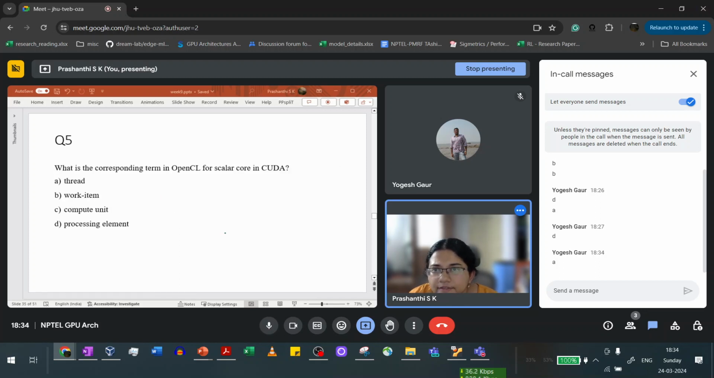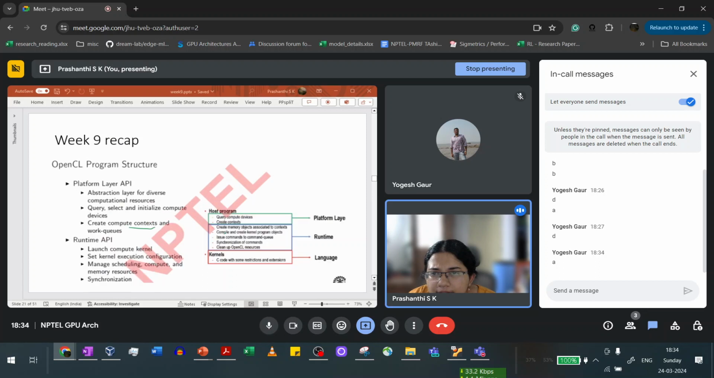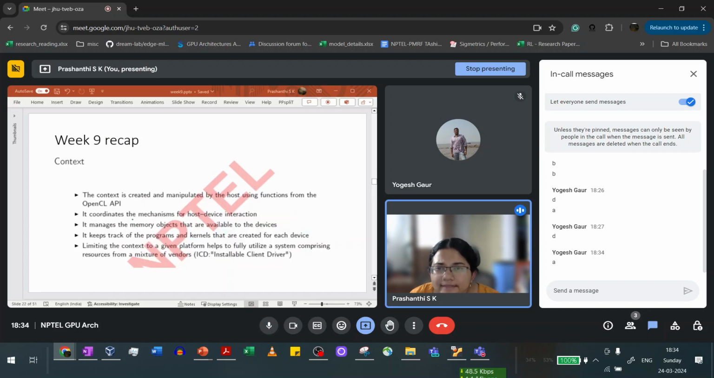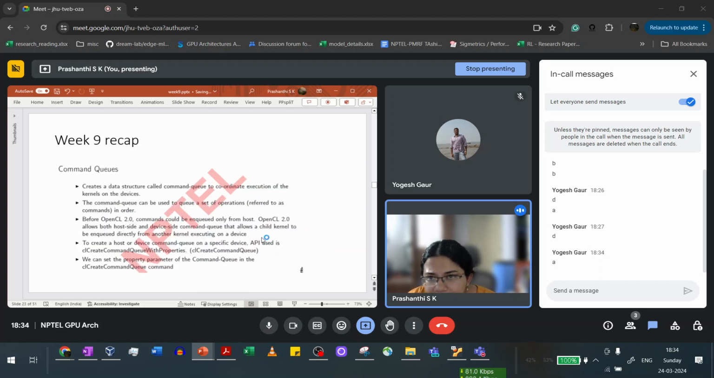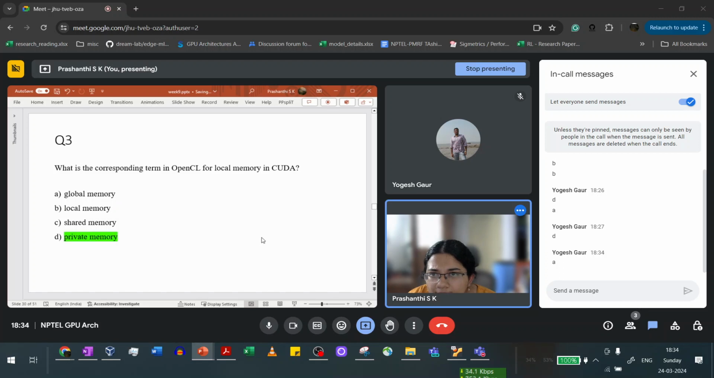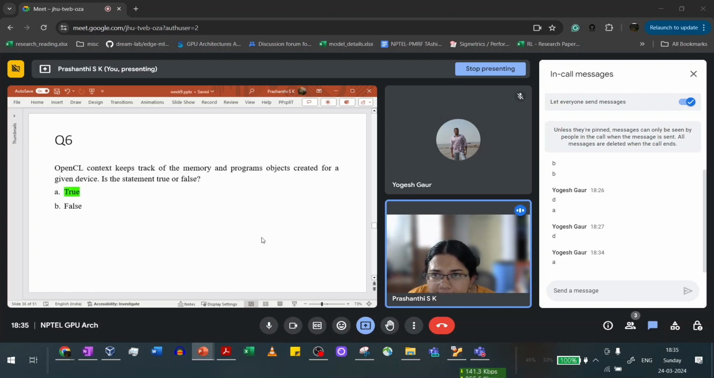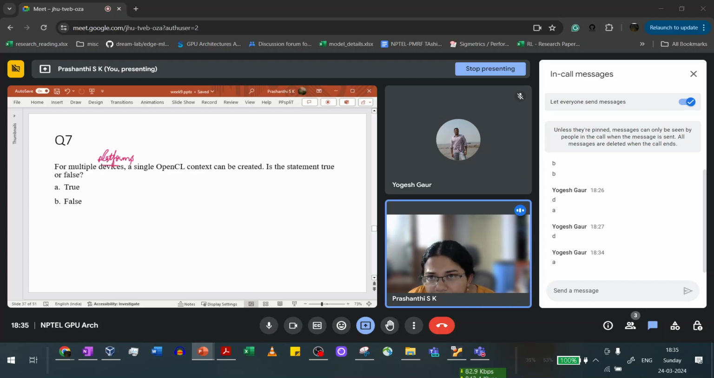Yes, that's correct. So if you remember from the recap of the context, it manages the memory objects, keeps track of the programs and kernels that are created for each device. So both of these are true about the context. Let's move to the next question. For multiple platforms, this says devices, but I changed it because it's incorrect otherwise. For multiple platforms, a single OpenCL context can be created. Is this statement true or false?